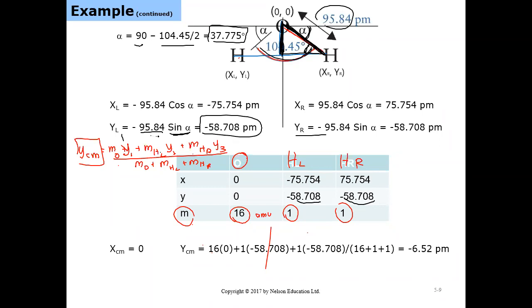Then we substitute in this equation, and using a calculator, you will calculate the y center of mass to be equal to 6.52 picometers. Okay, the negative sign tells you it is below the oxygen atom, obviously, right? So I took this example of a water molecule simply because water is a life-giving molecule, right? It has connection to biology, so it has relevance to life sciences.